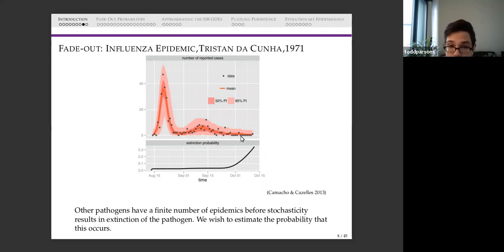And finally, at the end, the virus goes extinct, so the pathogen is removed not after the end of the first epidemic, but after a second epidemic. And we have data sets where you might even see two or three. The question that we got interested in was whether we could write down an estimate for the probability that the disease would survive the first epidemic, the second epidemic, and so forth, and eventually become endemic.